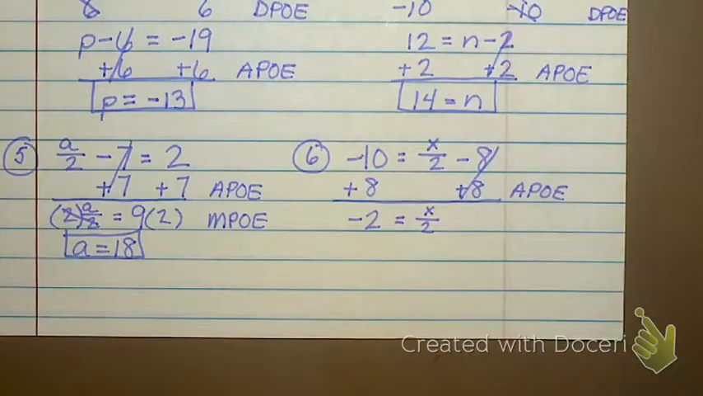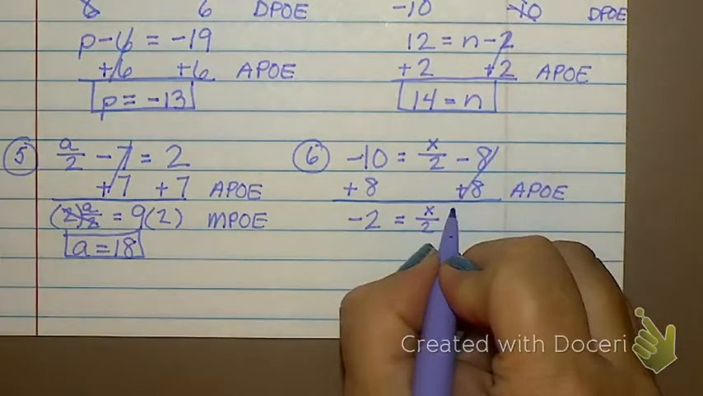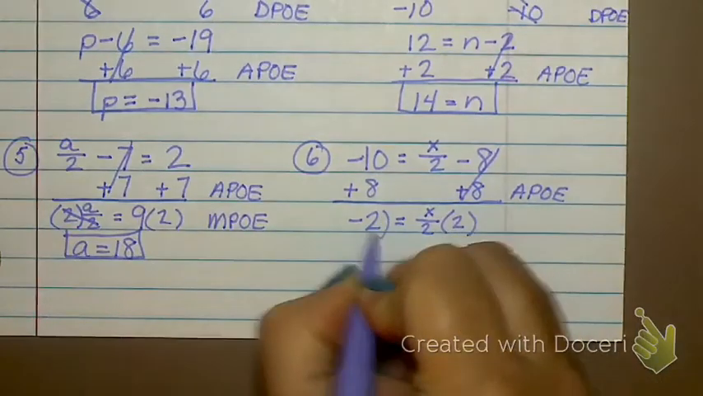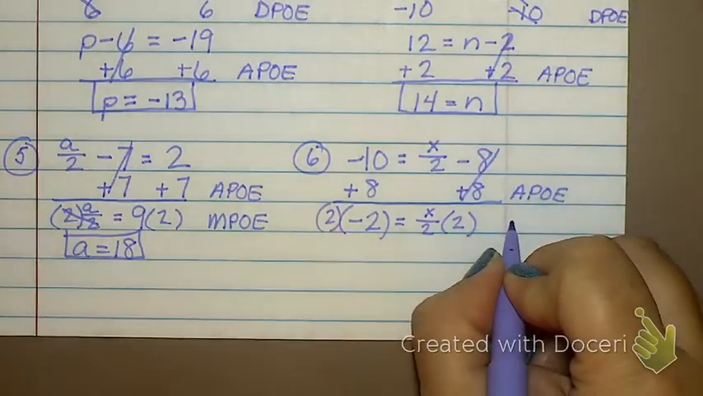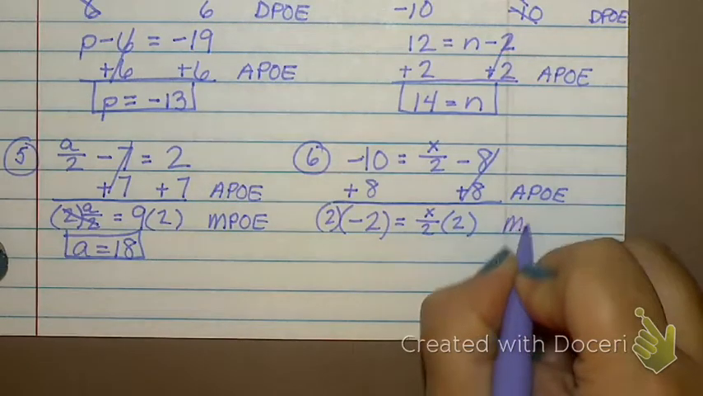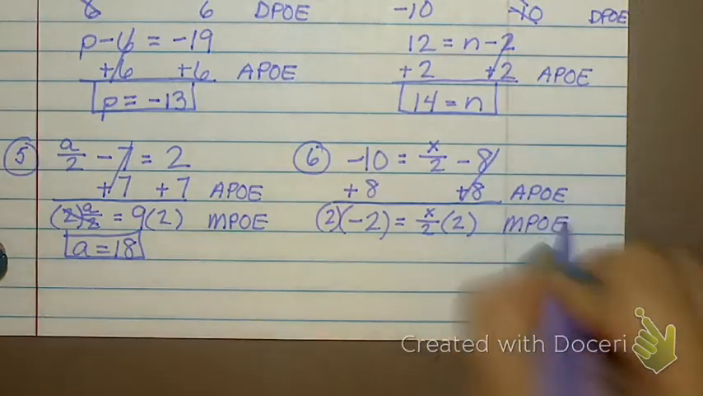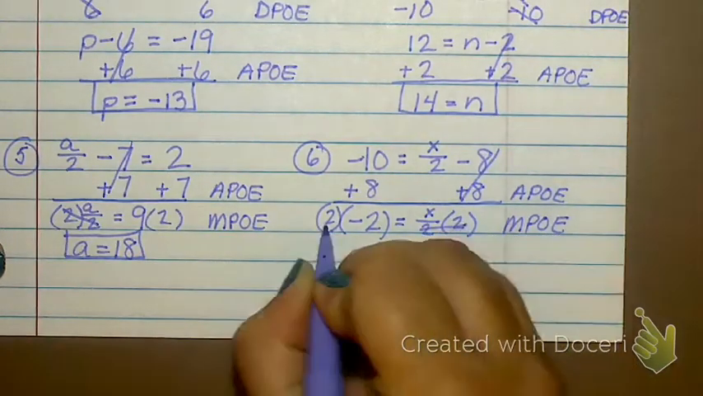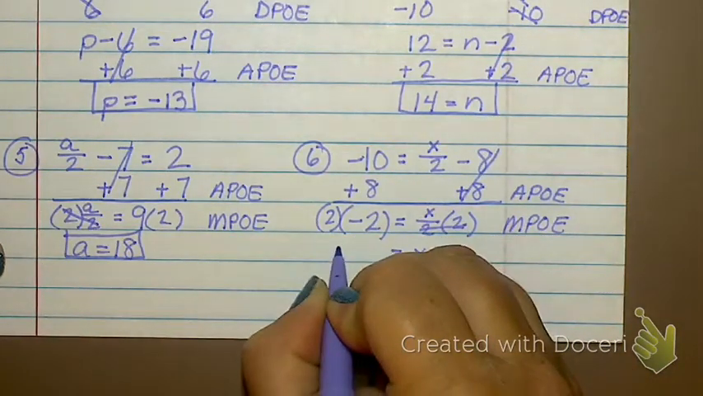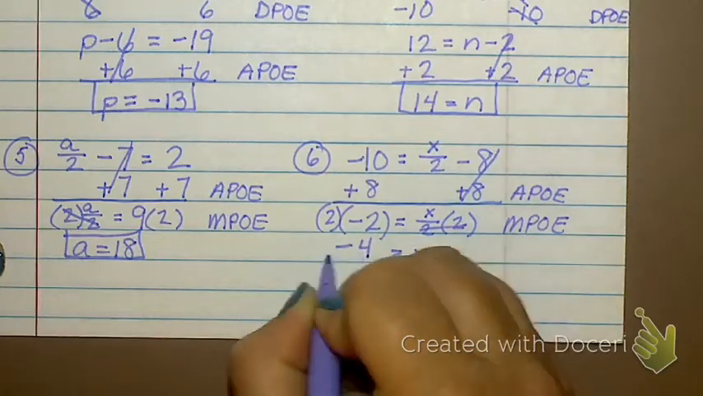All right, how am I going to get x by itself? Multiply by 2. Over here, I'm going to multiply this guy by 2. So what am I using there? What property? Multiplication property of equality. And let's see, my 2's cancel there. What's 2 times negative 2? My answer is x equals negative 4.